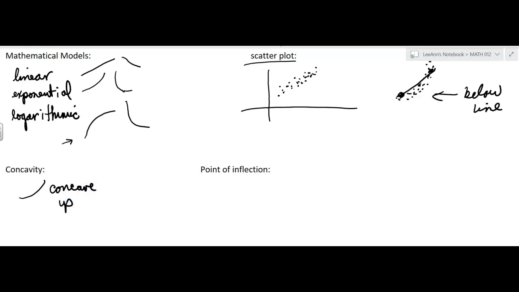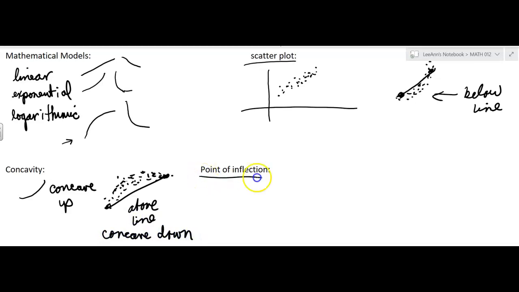But if your data points looked something like this, you have to picture they went and got a lot of data, and then they plotted these points. And so you take 2 points and you're saying, oh, it looks like they're mostly above the line. Then that would be concave down.